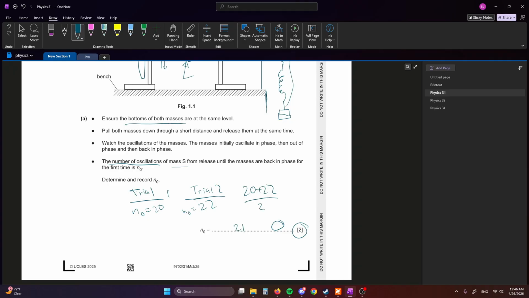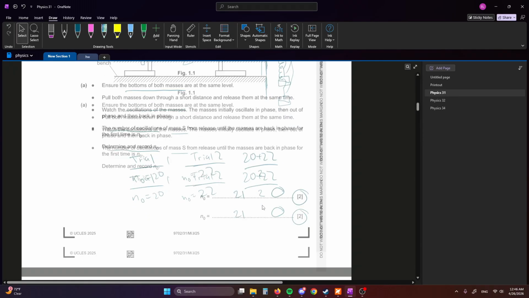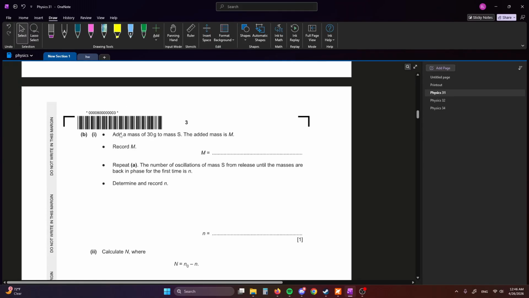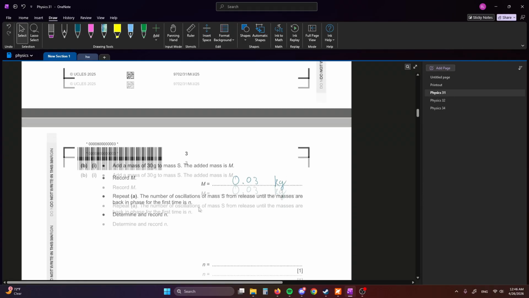This is similar to AICE Chem, I'm pretty sure. So yeah, let's go into the next one. Add a mass of 30 grams to mass S. The mass is M. Record M, so we can say that it's going to be 0.030 kg. Technically, it can just be this because it's only one sig fig.